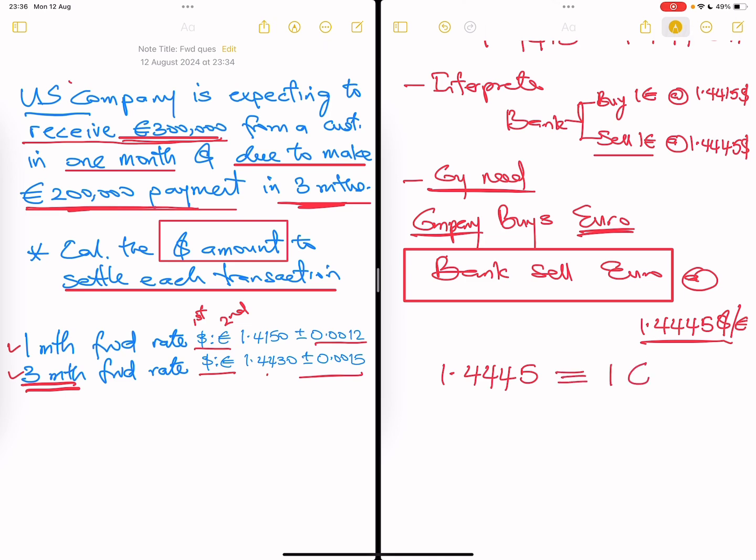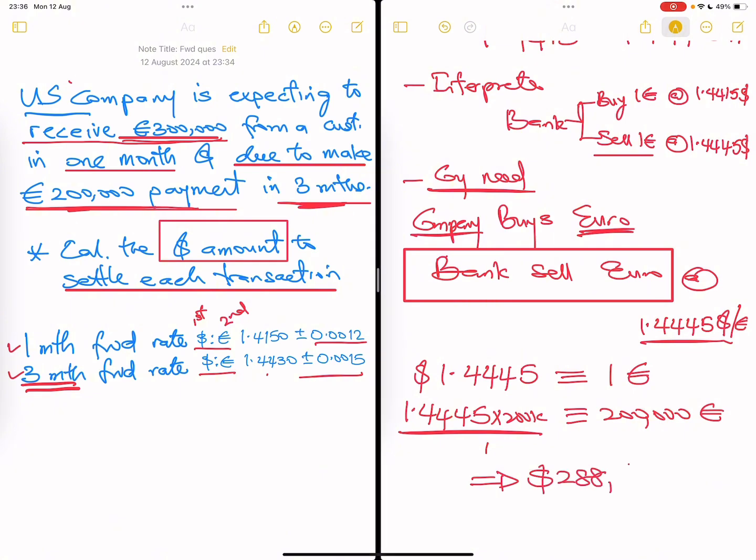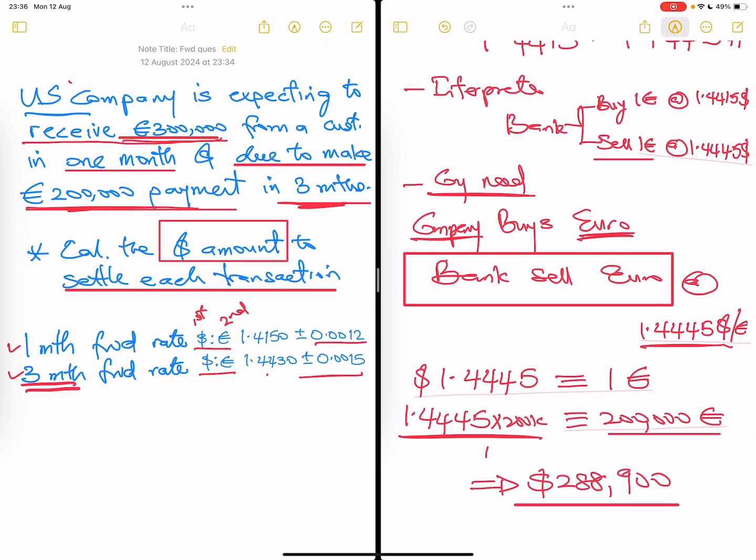This is equivalent to 1 euro. Then we need 200,000 euro. So that will give us 1.4445, this is dollar, remember, multiplied by 200k divided by 1. Let's see what that gives us. That will give us $288,900. Which means this is the amount of dollars that the company needs to sell to buy 200,000 euro from the bank. And that is it for this question and forward transaction.